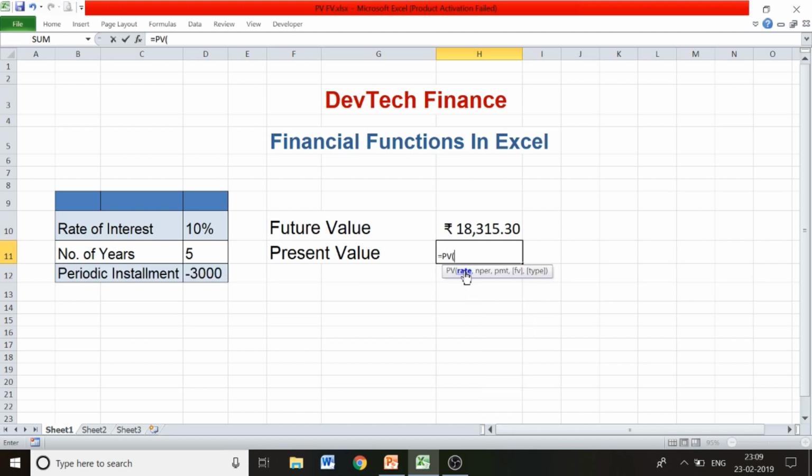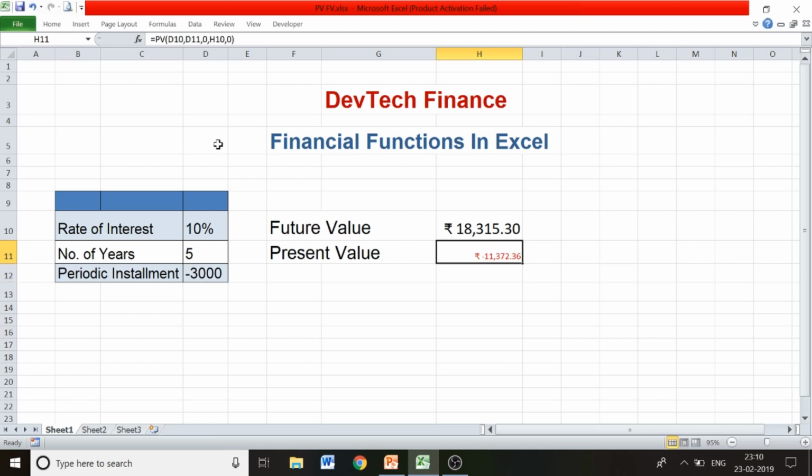Brackets open. Rate of interest, again choose 10%. Number of periods was 5 years. Payment, you are not making any, because you are calculating the present value, so you are unaware of the payment presently being made. Take into consideration the future value, which right now we calculated, and consider 0, assuming that the payment is being made at the end of the period. Close the brackets and see the result.